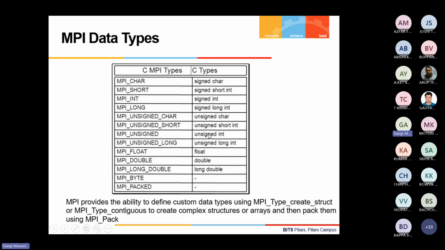So here, as you can see, these are the data types which are there: character, short, int, long, whichever are very common in most of the programming languages. But you can also create custom data types using MPI type create, or MPI type contiguous, which help you to create these complex structures or arrays, and then you can pack them with MPI pack.